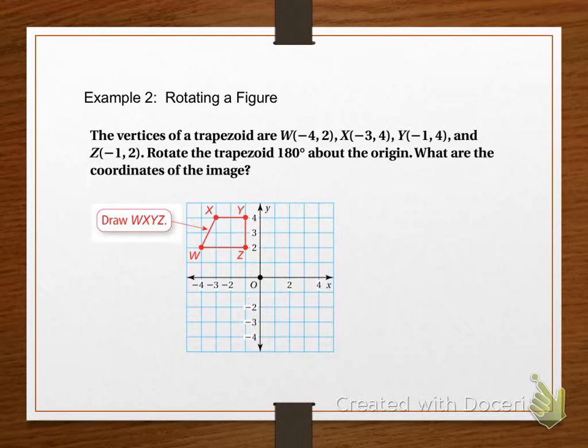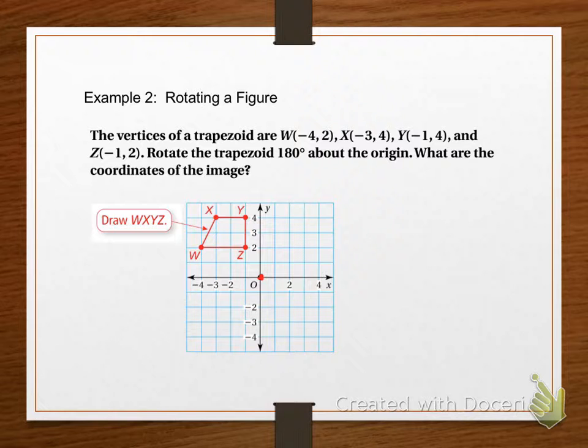So let's look at another example. We're going to rotate this figure. The vertices of the trapezoid are -4, 2, -3, 4, -1, 4, and -1, 2. So here it is already drawn, because like I said, my pen doesn't like to draw this very well. So what are the coordinates of the image if it's rotated 180 degrees around the origin? Remember, the origin is 0, 0 right here.